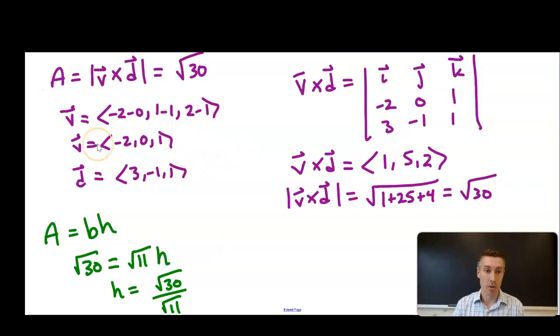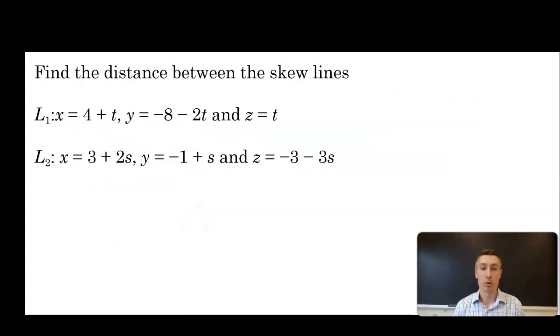The last example is finding the distance between skew lines. It is the most challenging example because there is the most work to do, not because it's difficult to understand conceptually. So if we remember, skew lines are lines that are not parallel and also don't intersect. They exist in parallel planes.